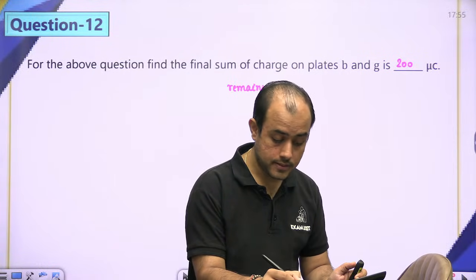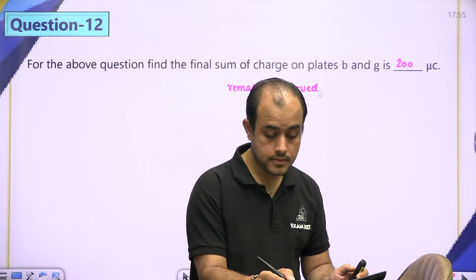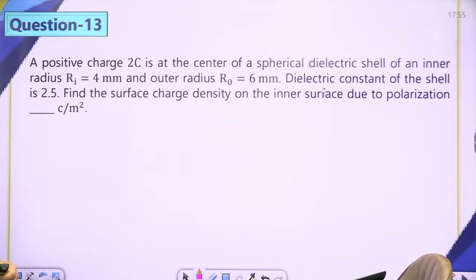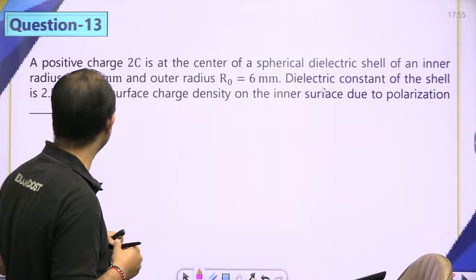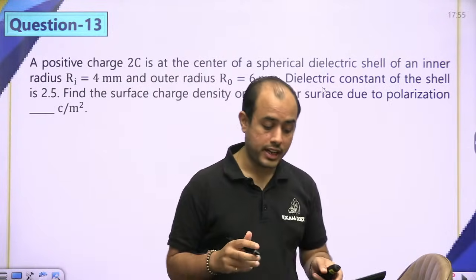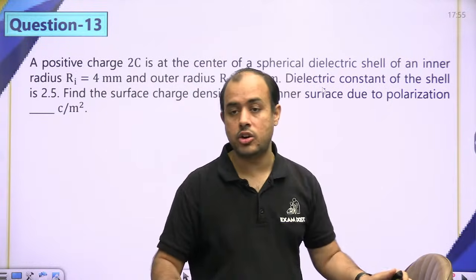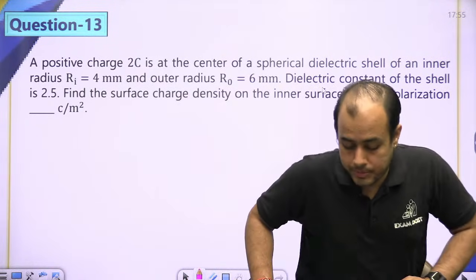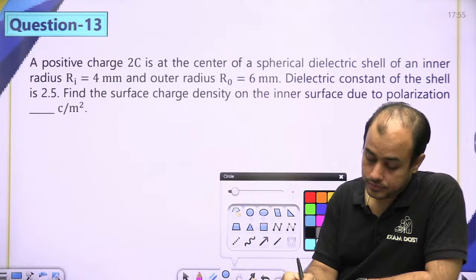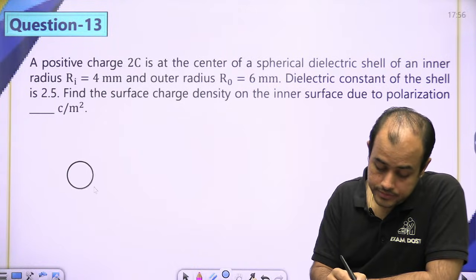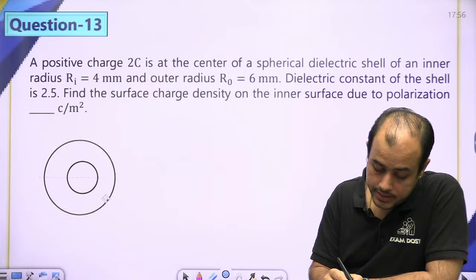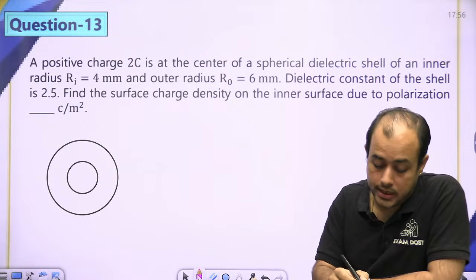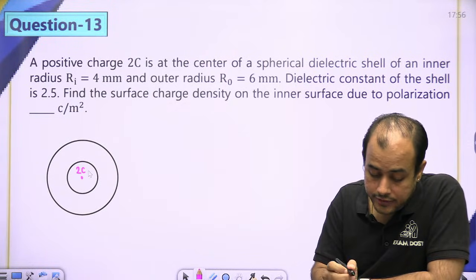Remains conserved. A positive 2 coulomb charge is at the center of a spherical dielectric shell with inner and outer radius. Dielectric constant is 2.5. Find the surface charge density on the inner surface due to polarization. So basically, beta, I have two spheres like this. Now it is a dielectric shell or insulating shell. At the center I have 2 coulomb charge.